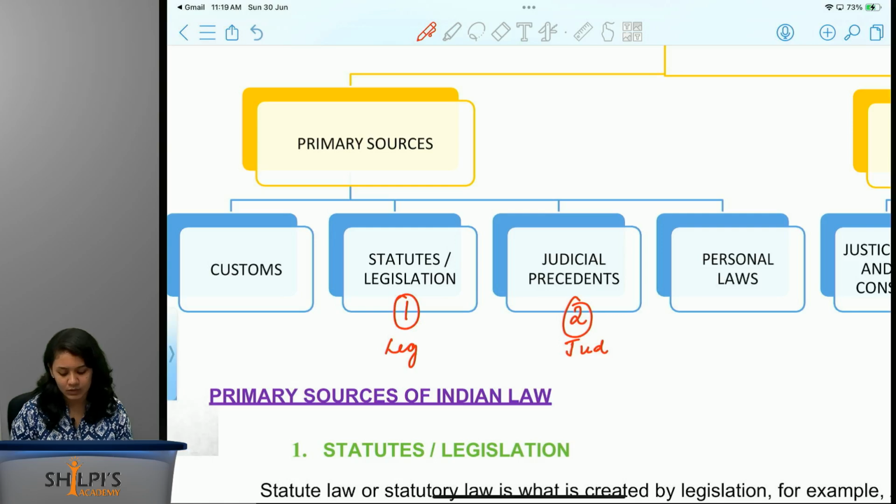The third one that we have is customs, because our country is rich with customs, rich with heritage, culture, all of it.